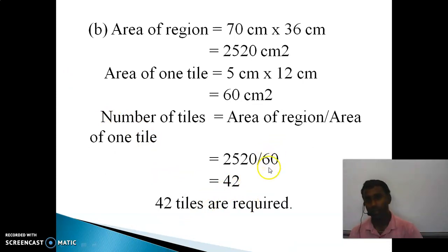If you cancel this 0 and this 0, and 252 divided by 6, 4 sixes are 24, remaining 1. That 1 value will come here, 12, so 2 sixes are 12. So 42 tiles are required. So this is the fourth problem for this slide.